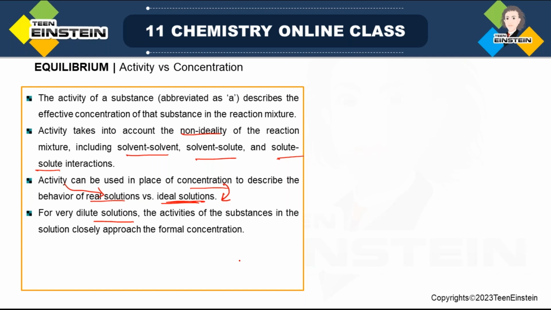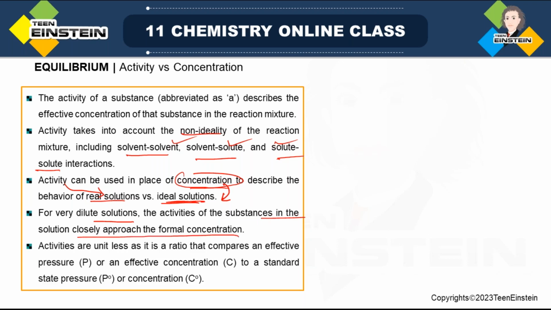But mostly the solutions we deal with are very dilute, so you can easily replace activity with concentration, because when it is dilute you can ignore these types of interactions. Here the activity of the substances will closely approach the formal concentration. Now, activities are basically unitless. Why is it so? Because they are actually ratios that compare an effective pressure or effective concentration.